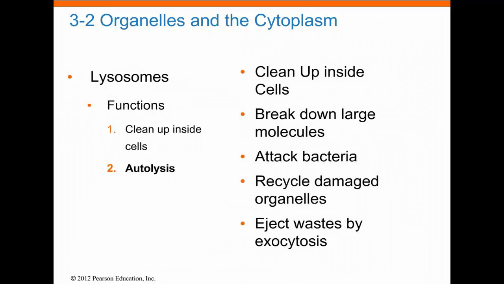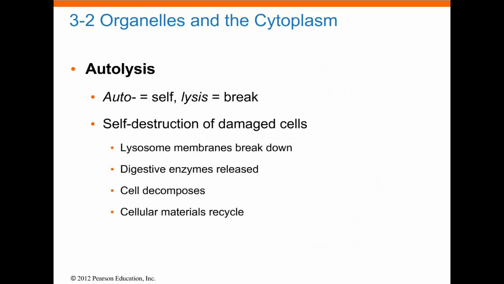So lysosomes clean up the inside of the cells by a process known as autolysis. Auto meaning self, lysis meaning eating, so self-eating. It cleans up inside the cells, it breaks down large molecules, it attacks bacteria, it recycles damaged organelles, and it ejects waste products by the process of exocytosis, exo exiting, cyto outside of the cell. So it pushes things outside of the cell. So here's that autolysis, self-destruction of damaged cells. It's the way that the cell is involved in cleaning itself.